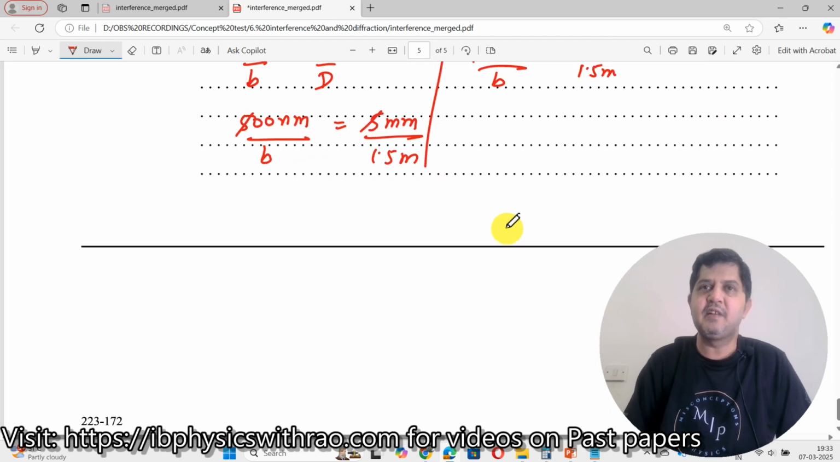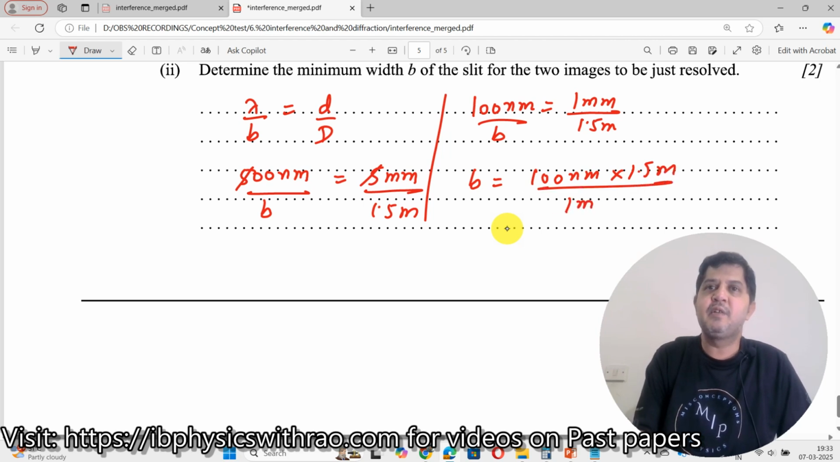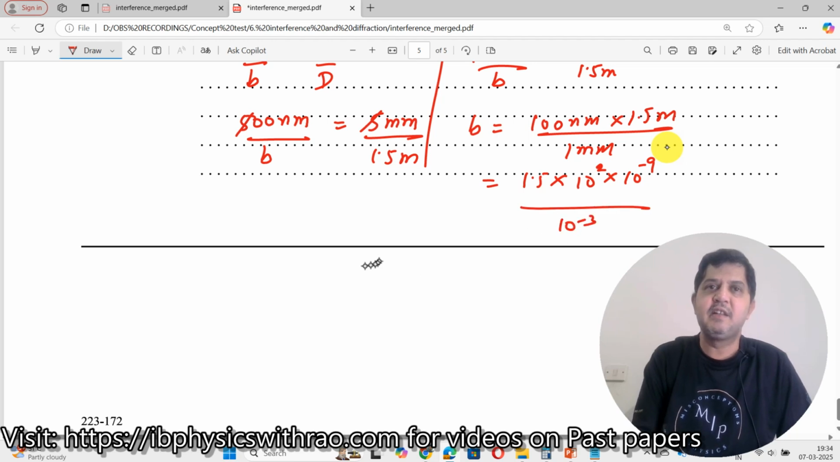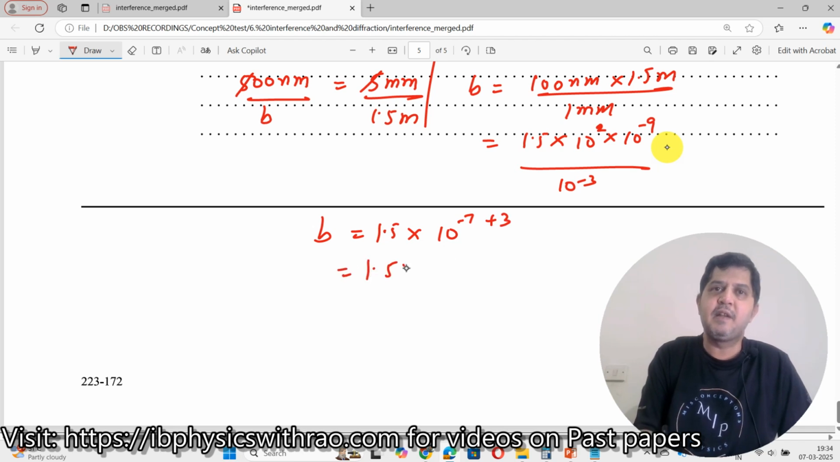Now let me solve this. I will use the unitary method, or just cross multiplication. B is equal to 100 nanometers multiplied by 1.5 meters divided by 1 millimeter, which is 1.5 into 10 to the power of 2 into 10 to the power of minus 9, divided by 10 to the power of minus 2. The value of B would be 1.5 into 10 to the power of minus 7, plus 3, so 1.5 into 10 to the power of minus 4 meter. Or I can write this as 0.15 millimeter. B is equal to 0.15 millimeter.